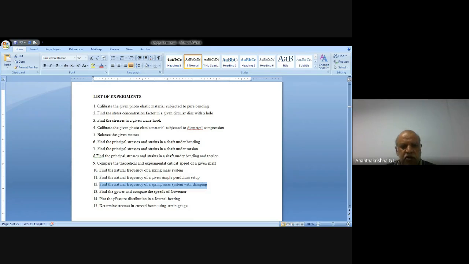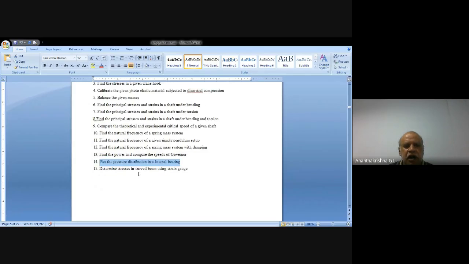Then power and effort of a governor, where we use the Porter governor. Then plotting of pressure distribution in a journal bearing, and determination of stress in a curved beam using strain gauge technique. These are all the 15 experiments. So today we are going to conduct experiment number 9, that is comparing theoretical and experimental critical speed of a given shaft, and the determination of stresses in a curved beam using strain gauge technique.